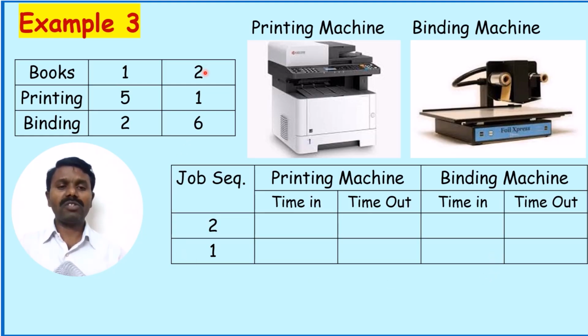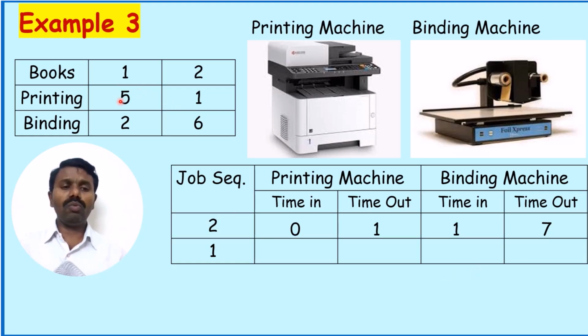Now first I am starting the second book, so at 0 time the second book is starting, and because the printing time is only 1 minute, the printing will be over within 1 minute. Then after 1 minute it will go for binding, and it will take 6 minutes to complete. Then 1 plus 6, 7 minutes. Within 7 minutes the book 2 will be completed.